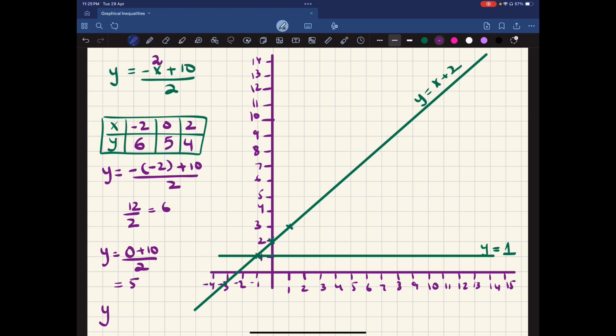Okay, so now I have 3 points. What are the 3 points? -2, 6, so -2, 6 is going to be this point. 0, 5, this point. 2, 4, this point. Okay, let's plot the line, and let's label it with the equation y is equal to (-x + 10) divided by 2.